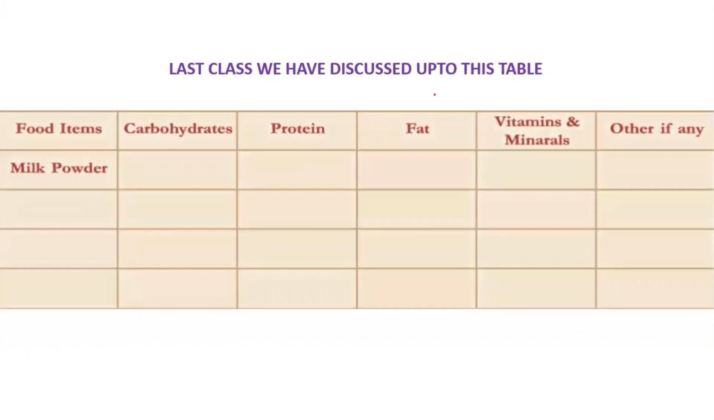Hi students, we are in chapter 1 and that is food components. This video is for class 7 students. In the last class we discussed up to this table. So in this session we are going to see the continuation from this table as well as discuss related questions.